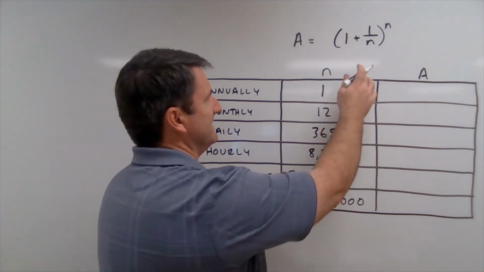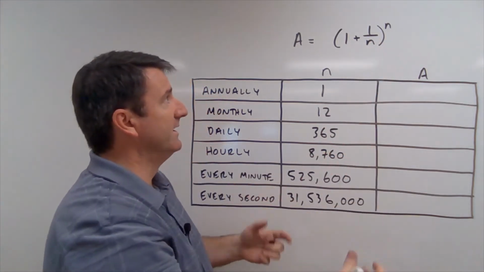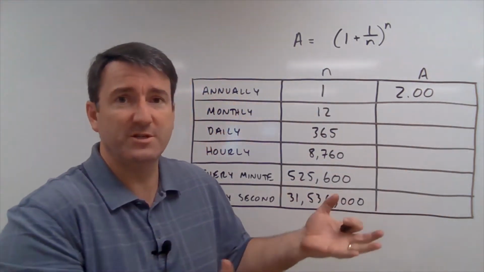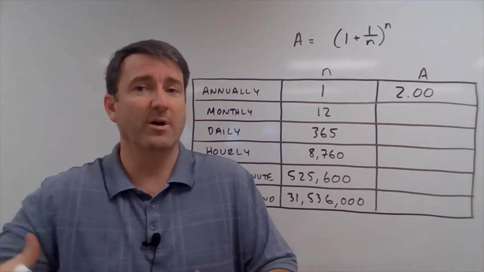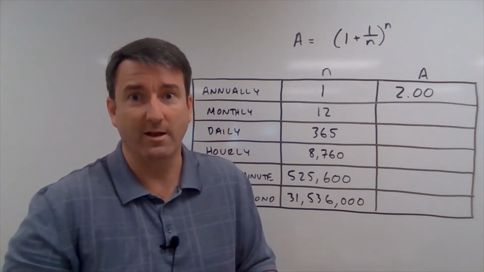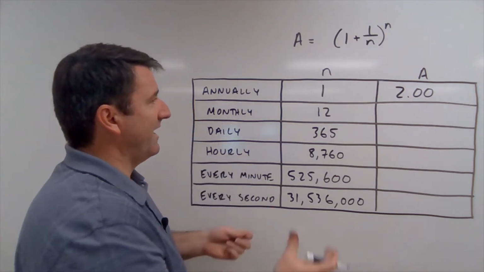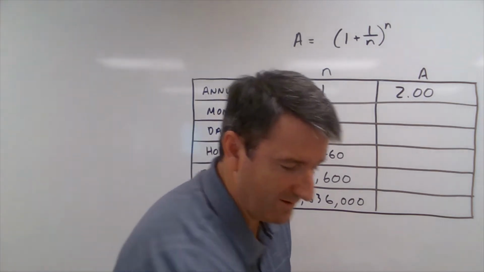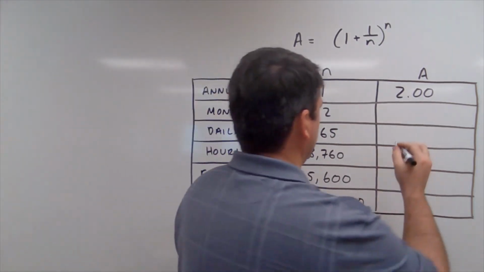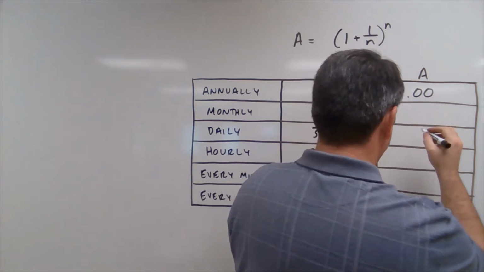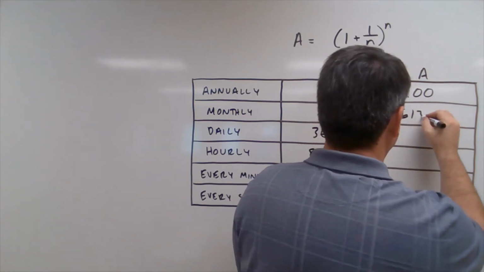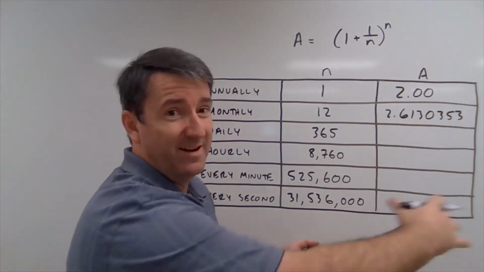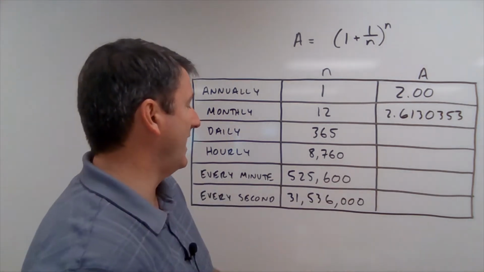Well, the first one is easy. If we plug in a 1 here, that's 1 plus 1, which is 2, to the first power. That's just going to be 2. So we're going to have $2, which should make sense because we've got $1. We're earning 100% interest. So 100% of a dollar is a dollar. And so we have that original dollar plus another dollar. If we plug in 12 now to our formula, we get 2.6130353. So I'm carrying this out to a lot of decimal places, and you'll see why in just a minute.